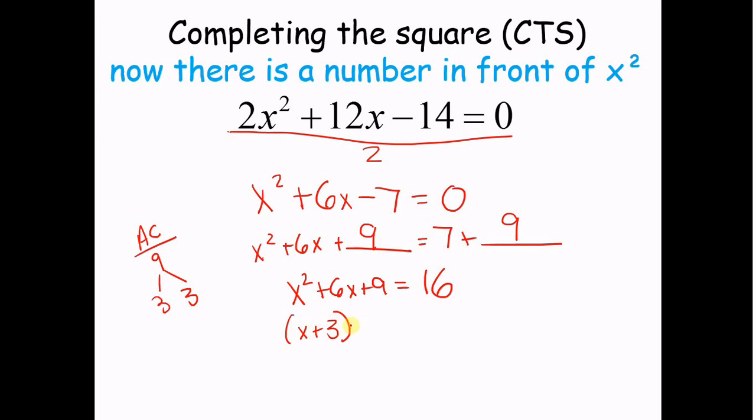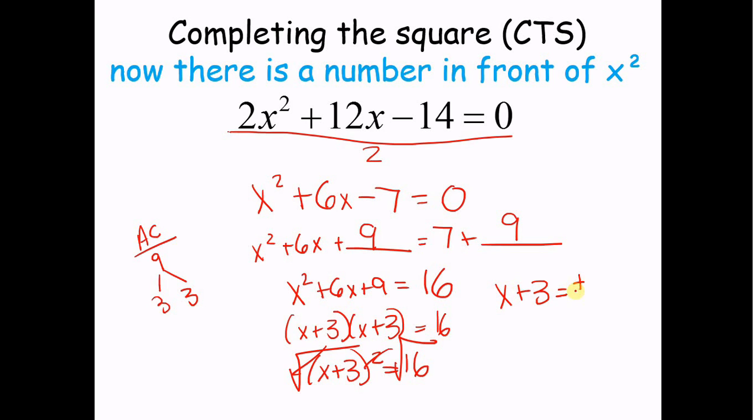So x plus 3 squared equals 16, right? X plus 3 times x plus 3, that's x plus 3 squared. Square root both sides. I'm going to get x plus 3 equals positive and negative 4. Right? Square root of 16 is 4. So now, let's put that into our two equations. We have x plus 3 equals 4, or x plus 3 equals negative 4.